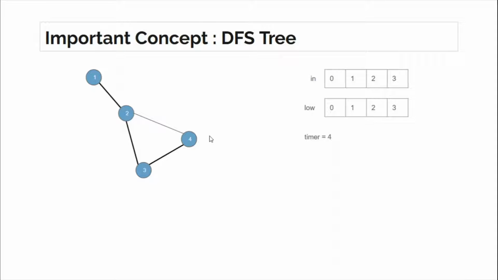Now this is interesting. Node 4 has two nodes in its adjacency list, 3 and 2. 3 is its direct parent, so we won't do anything because that is already visited. Now 2, even though it is visited, since it's not the direct parent of 4, represents a back edge, right?